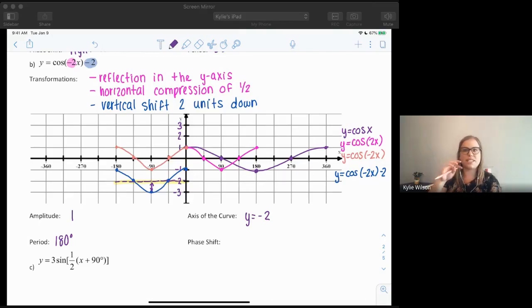Oh, you can literally just type it in. You can type in SIN and it will understand that that's what it is.